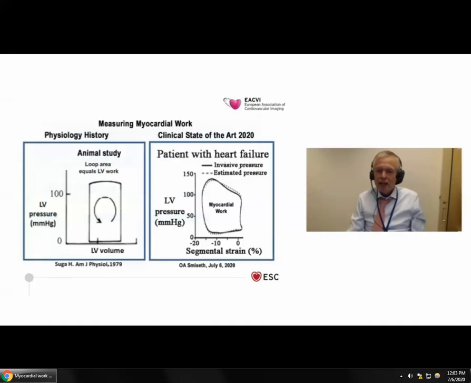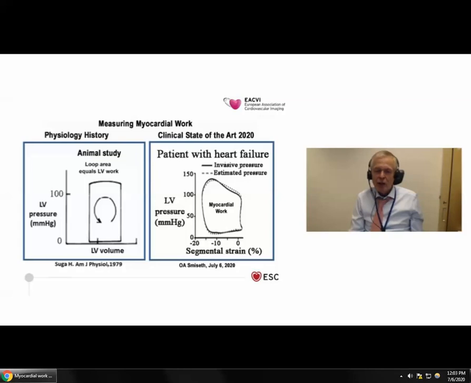Now, myocardial work is a little bit complicated, but hopefully not too much. We have been able to bring the myocardial work concept from the animal laboratory to patients. This started in 1979 with a beautiful publication, to the left here, from the Japanese scientist Suga. In an animal study, he measured LV pressure and volume, and he could show that the area of the LV pressure-volume loop equaled myocardial work, or left ventricular work, and also was a reflector of myocardial oxygen consumption.